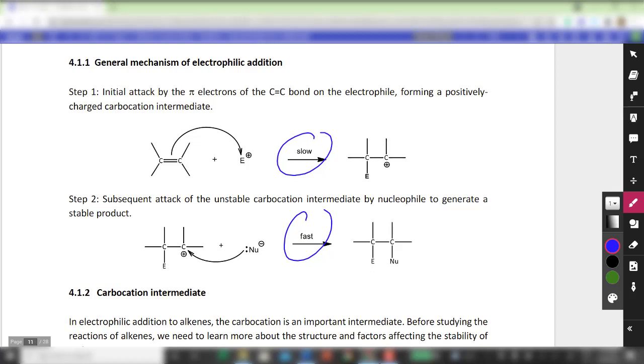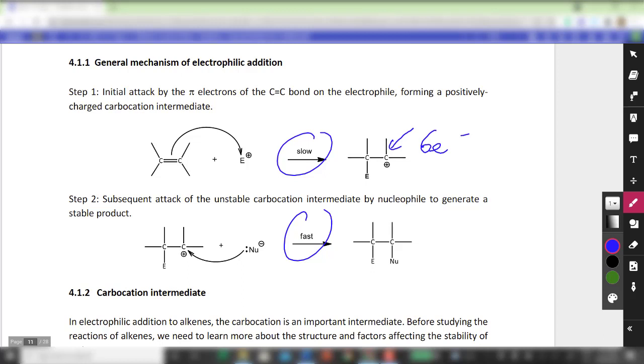Yeah, it leads to the formation of a carbocation which contains only 6 electrons around it. So it's a highly unstable intermediate. The next step, which is step 2, is usually the fast step because the unstable carbocation will be attracted towards the nucleophile, which is negatively charged, due to attraction between opposite charges. Such a reaction is usually barrierless. So the next step is usually the fast step.